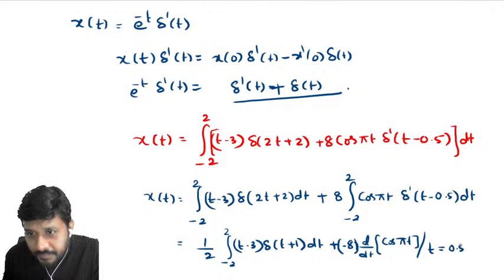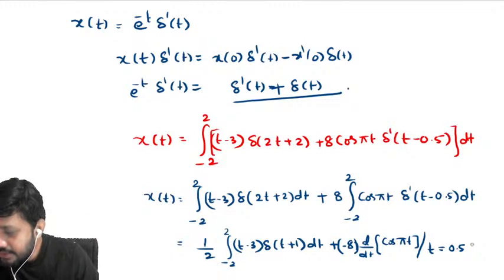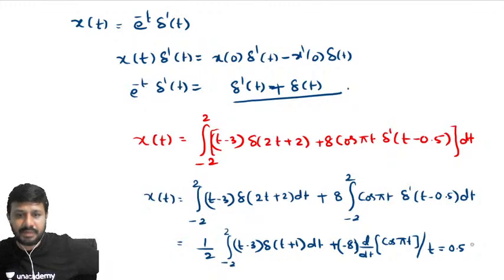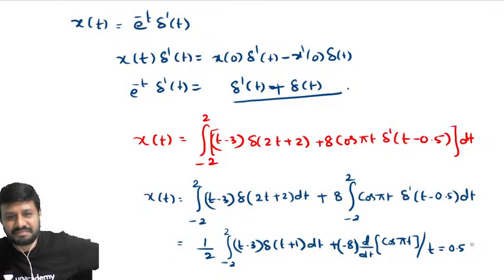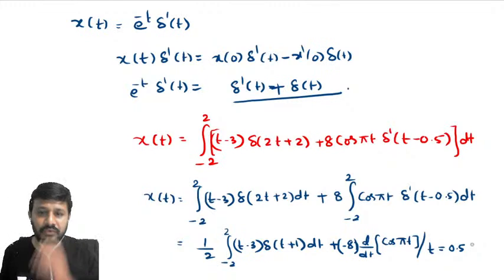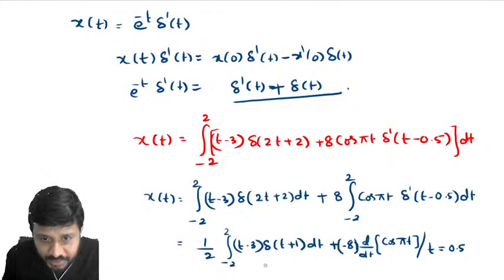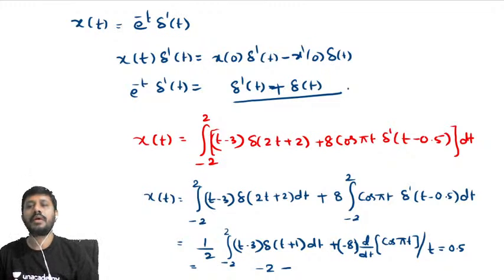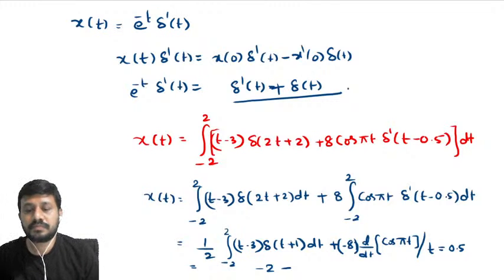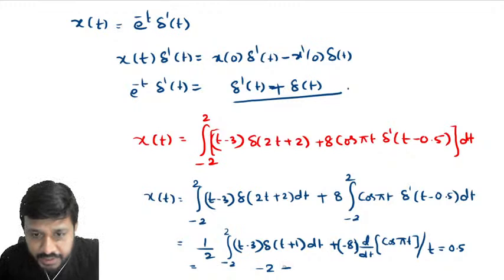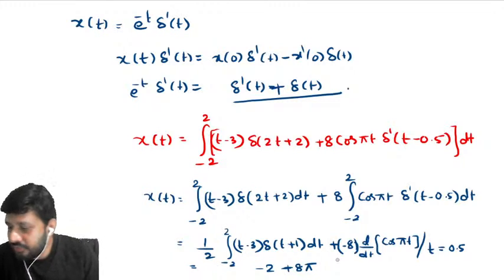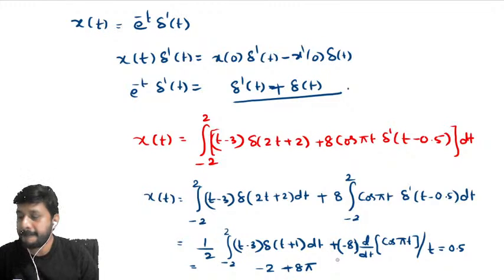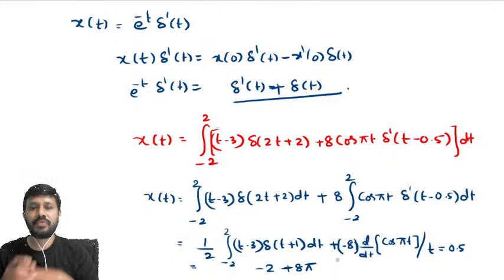0.5. Tell me what answer you are going to get, my dear students. Vignesh and Chinna, what are you going to get? Simplify and tell me. The first one is very easy. Minus 2. So this one is minus 2. The second one, tell me. I think it must be 8 pi. Minus 2 plus 8 pi must be your answer. Verify. Minus 2 plus 8 pi must be your answer, my dear students.